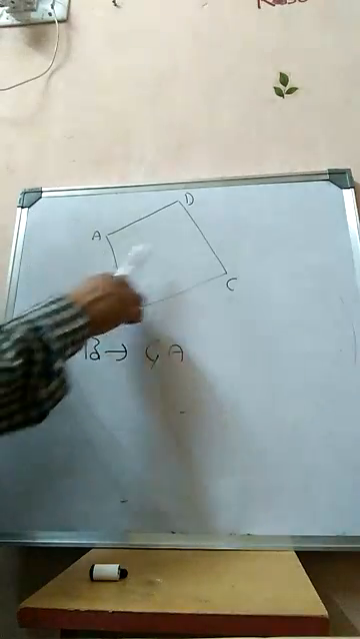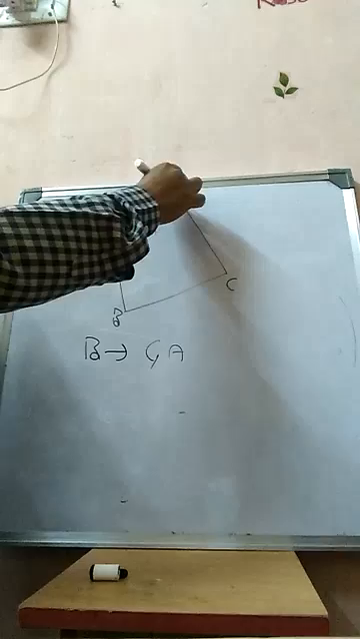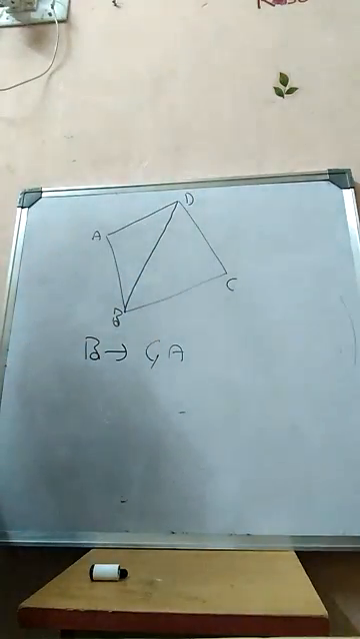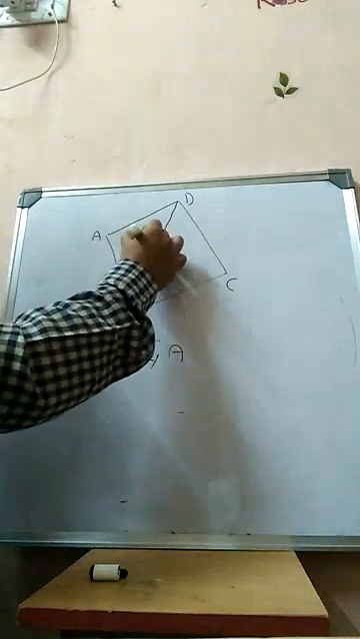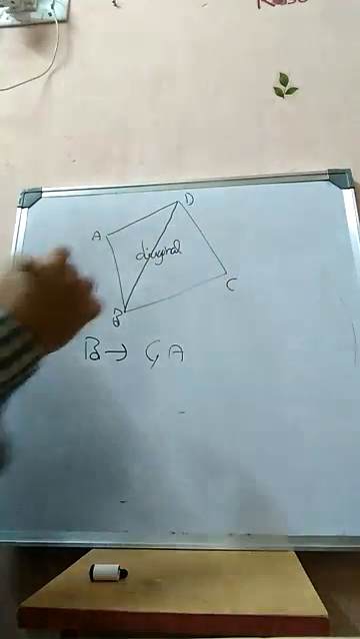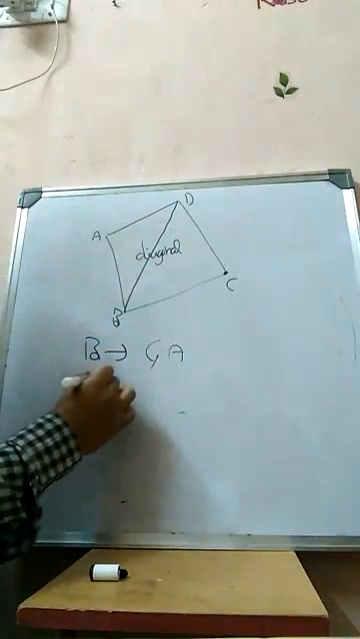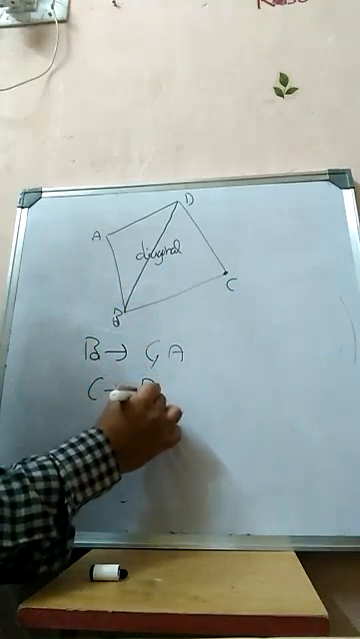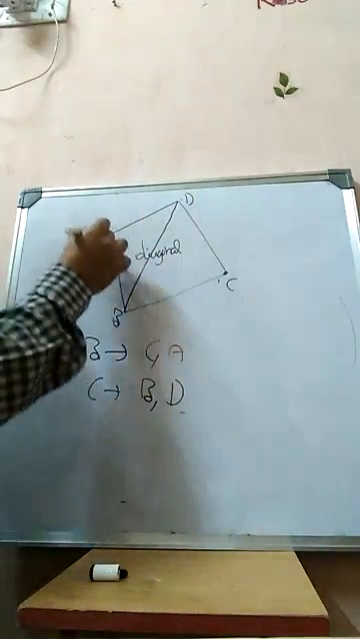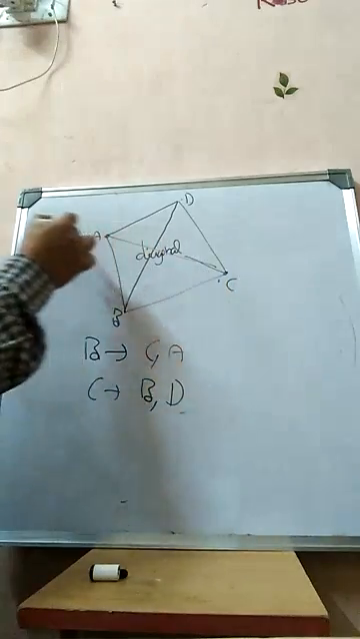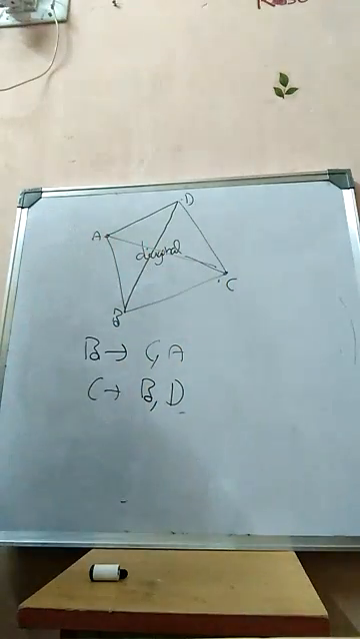So other than C and A, what is left here? D. Join BD. One line segment will be obtained. This line segment is called a diagonal. And in the same way, take C. Adjacent vertices to C are B and D. Other than these, one more vertex is left, A. Join A and C. One more line segment will be obtained, so it is called one more diagonal.